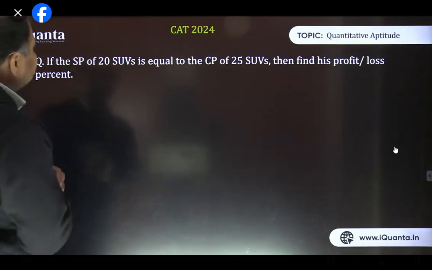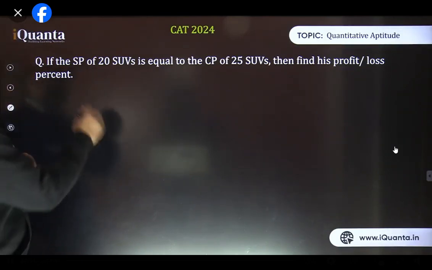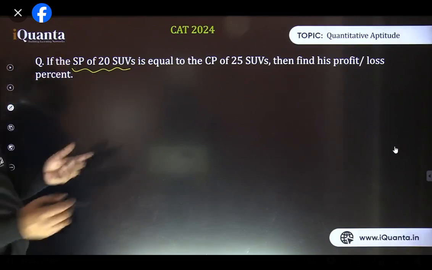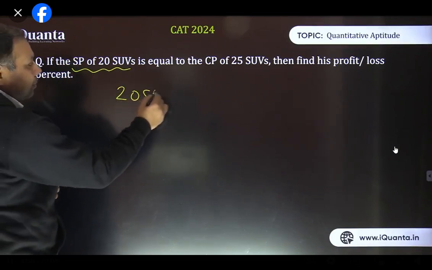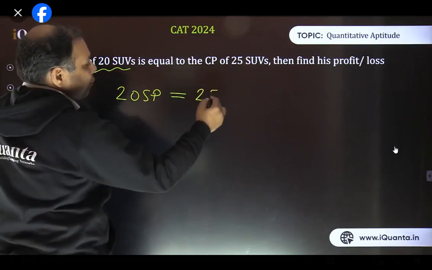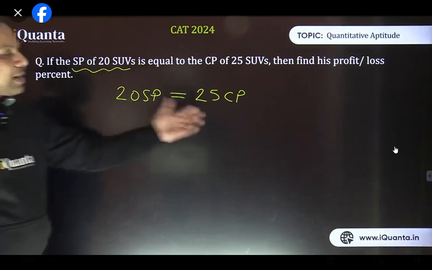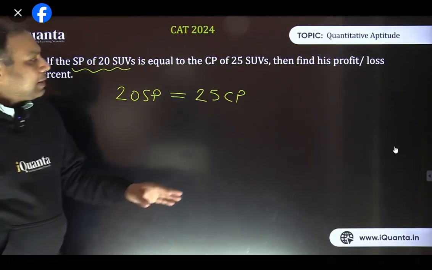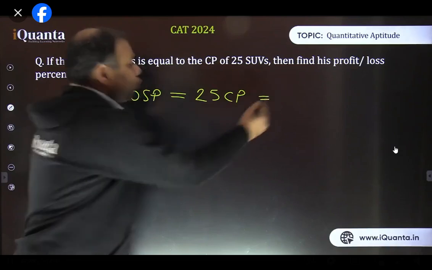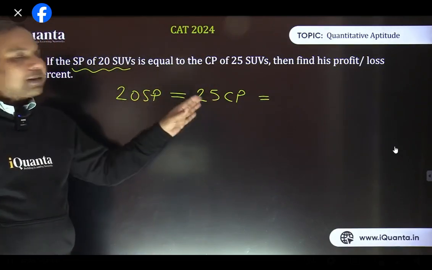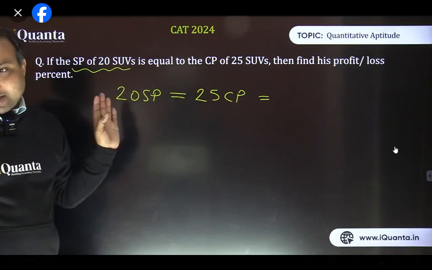See here, everyone, what is given, I'm writing it in the form of an equation. It is given that SP of 20 SUVs, so let's say SP of each of them is SP only, so 20 SP is equal to CP of 25 SUVs, so 25 CP, right? So that's what is given. If you are not very comfortable with the ratio, the easiest step will be to assume some value for it. 20 SP is given equal to 25 CP, where CP and SP belong to the cost price and selling price of each of the SUVs, right?